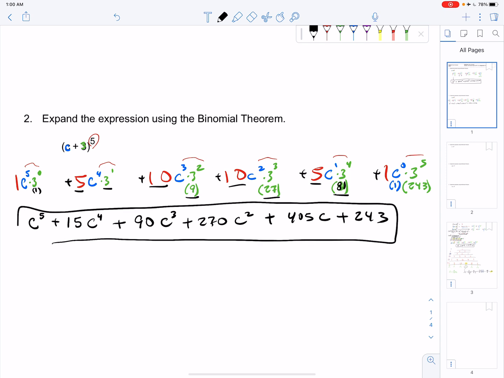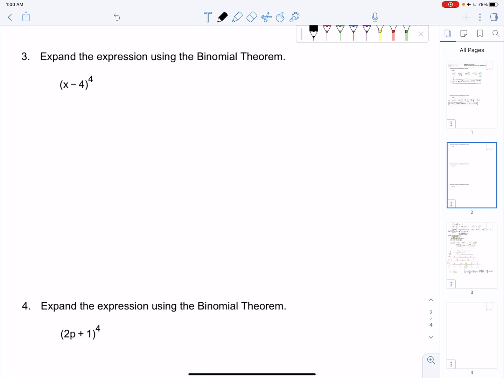We just expanded a binomial to the 5th power, which would really take a ton of time and would be very easy to miss a term when you're collecting like terms or multiplying and get it wrong. We have c to the 5th plus 15c to the 4th plus 90c to the 3rd plus 270c to the 2nd plus 405c plus 243. Perfect. Let's move on and expand another one.